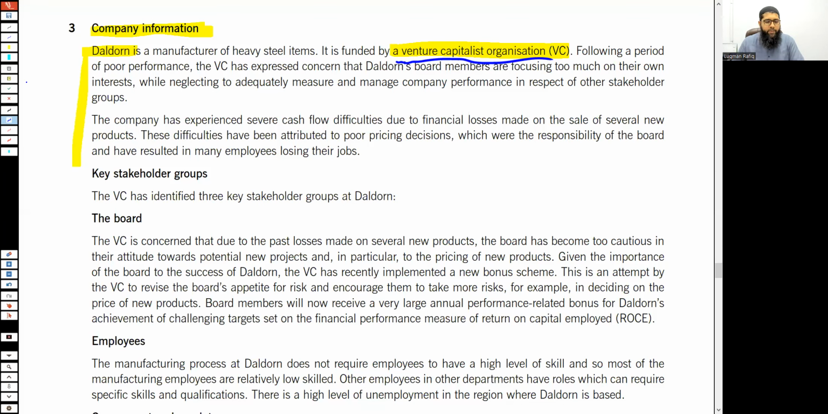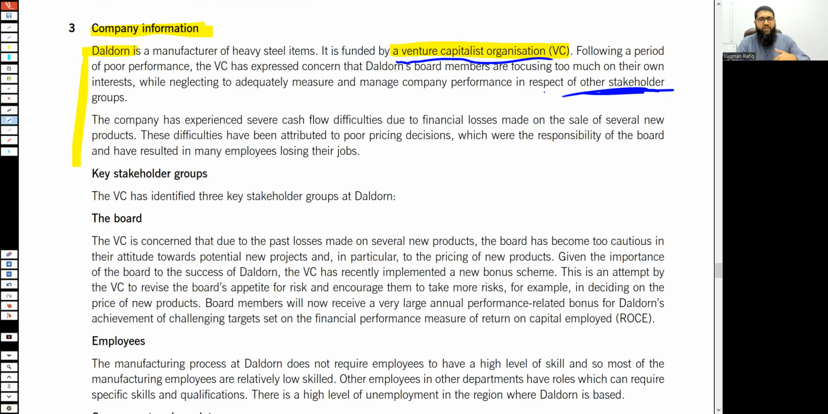It says following a period of poor performance, the VC has expressed concern that Deldon's board are focusing too much on their own interests, while neglecting to adequately measure and manage the company's performance in respect of other stakeholder groups. So basically, the board members are complaining that the existing management is not taking care of the other stakeholders. Instead of focusing on all the stakeholders, they're just focusing on themselves.